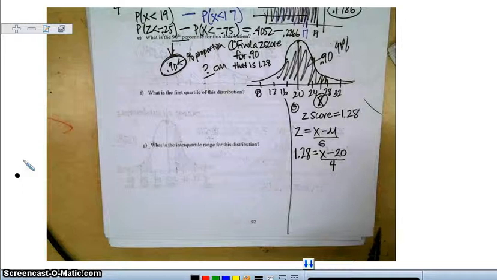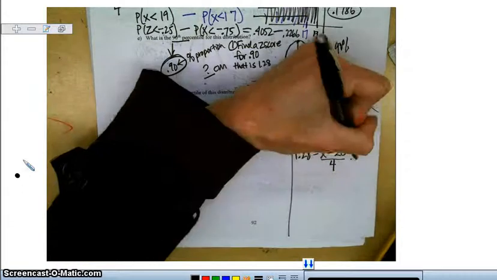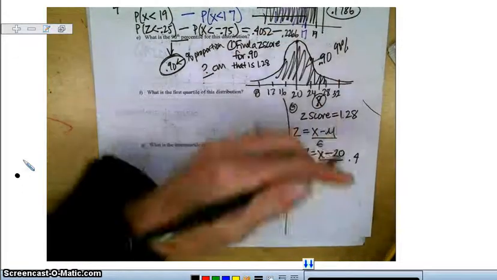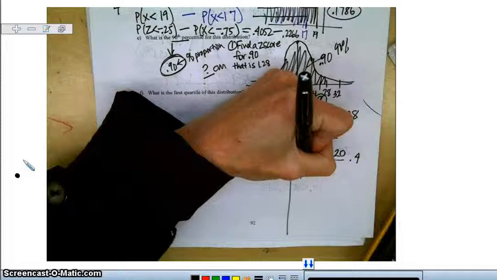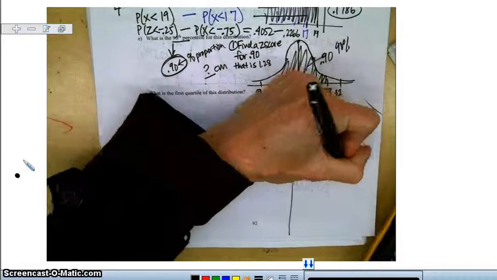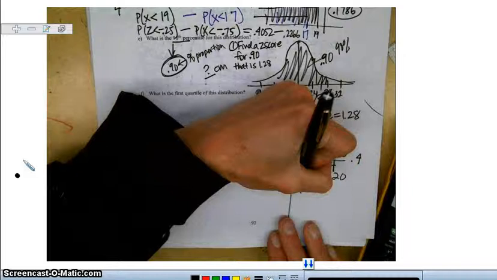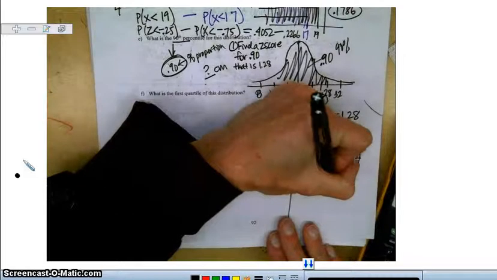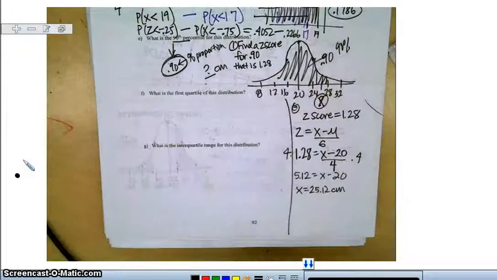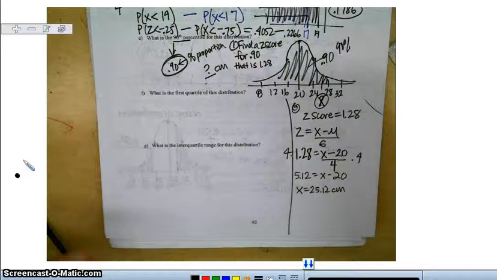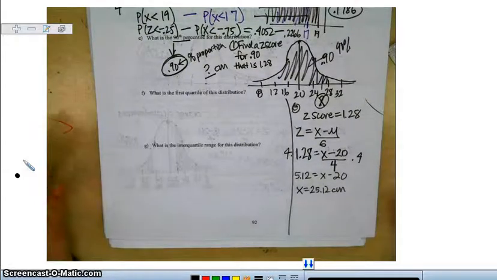So 1.28 times 4, I'm going to multiply both sides by 4, and that gives me 5.12 equals x minus 20. Then I add 20 to that, and that gives me that the x value is 25.12 centimeters. So the 90th percentile, 90% of oranges are going to have circumferences less than 25.12 centimeters.